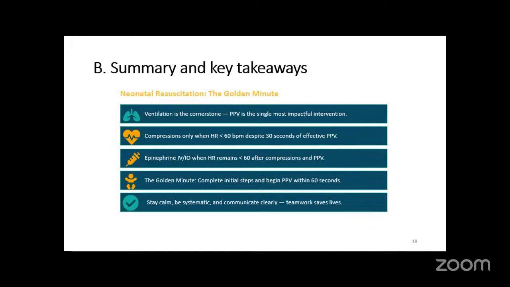The golden minutes include completing the initiation steps and the beginning of the positive pressure ventilation technique for 60 seconds. And lastly, in every emergency situation, please stay calm. Stay calm, be systematic, and communicate clearly. Thank you.